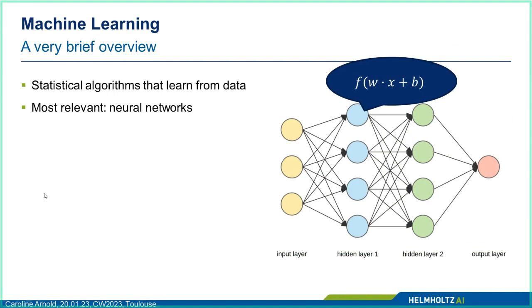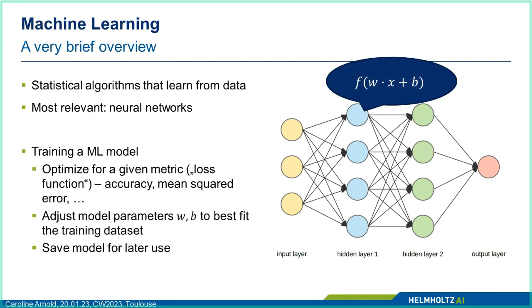Each of these so-called neurons contains parameters that can be learned during training. So when we say that we train a model, we select a metric, for example, the accuracy, mean squared error, or any other kind of metric that is suitable for your problem. And then we adjust the model parameters to best fit the training set and save the model for later use. The bulk of computational effort in machine learning is in training the model. So once we have a trained model, we can just use it on any architecture, even on your smartphone. Machine learning models are running easily.